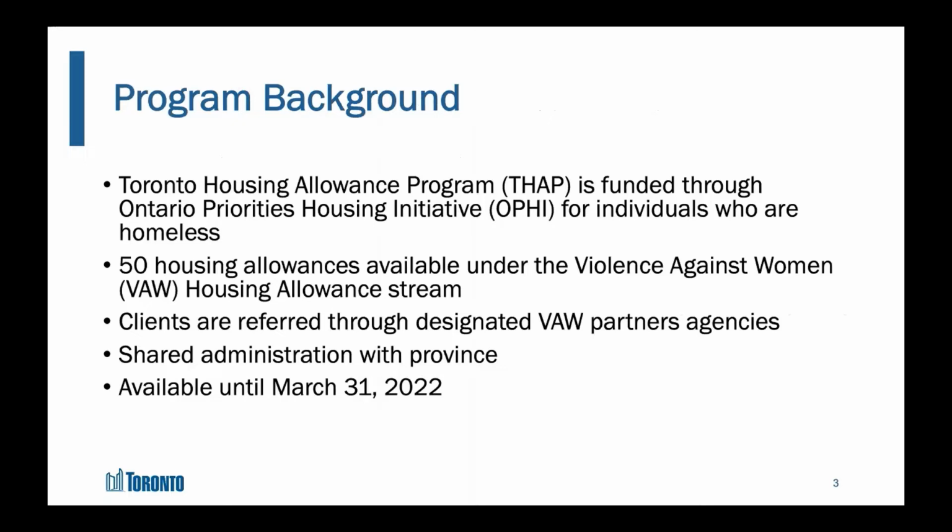So a little bit of background. The housing allowance program is funded through the Ontario Priorities Housing Initiative, and it is for individuals who are homeless. Around April of last year, 2020, we were able to allocate 50 housing allowances for the Violence Against Women Housing Allowance stream. Recently, we have about 11 out of those 50 that have been taken up. So we have about 39 remaining housing allowances under this stream.